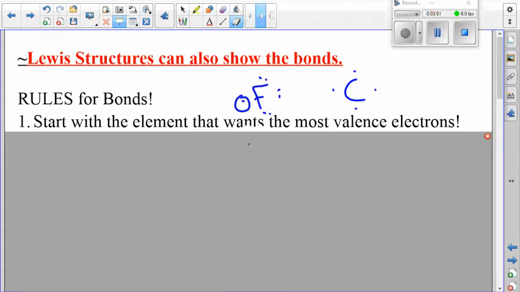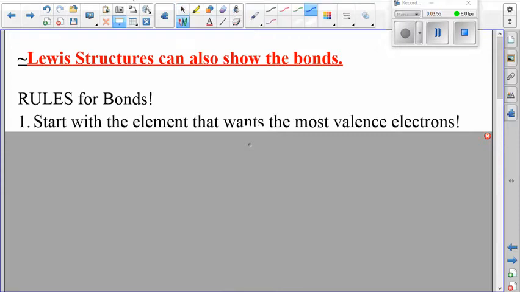So the idea that we kind of came up with is that you always want to go for the closest to carbon. So you'll start with the element that's closest to carbon. Often you'll have a carbon in the problem, and so you'll know to just start with that. But whatever element wants the most electrons, wants the most bonds, that's what you should start with in these problems.